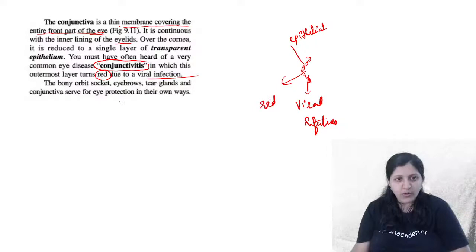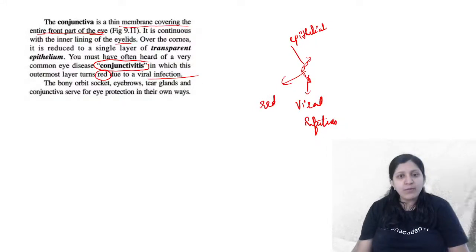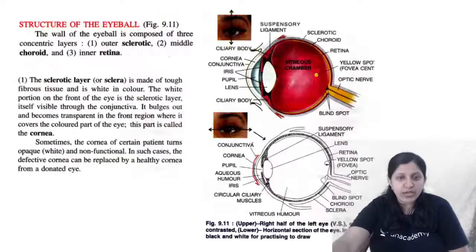The bony orbit or socket, eyebrows, tear glands and conjunctiva serve for protection in their own way. All of these, the orbit or socket, the eyebrows, the tear glands, and also the conjunctiva, have a main role in the function of protection.